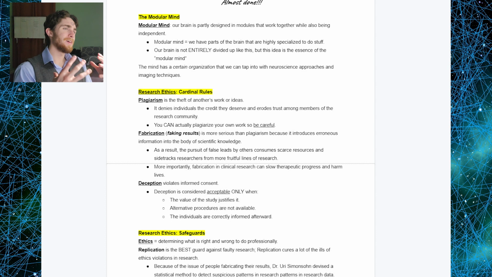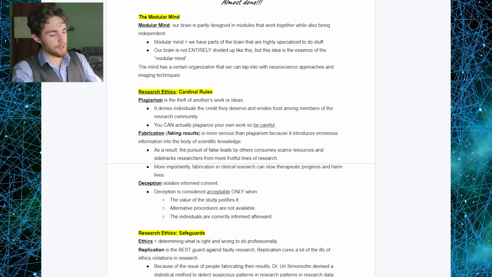The modular mind is the idea that our brain is partly designed into modules that work together while also being independent. So, according to the modular mind, we have parts of the brain that are highly specialized to do stuff. Like, I would have a part of the brain that is totally specialized in all things hands, or I would have a part of the brain that is specialized in all things face. All right, that's the modular mind. Now, our brain is not entirely divided up like this, but the idea here is essentially modular mind. The mind has a certain organization that we can tap into with neuroscience approaches and imaging techniques. Just makes it easier to study the brain.